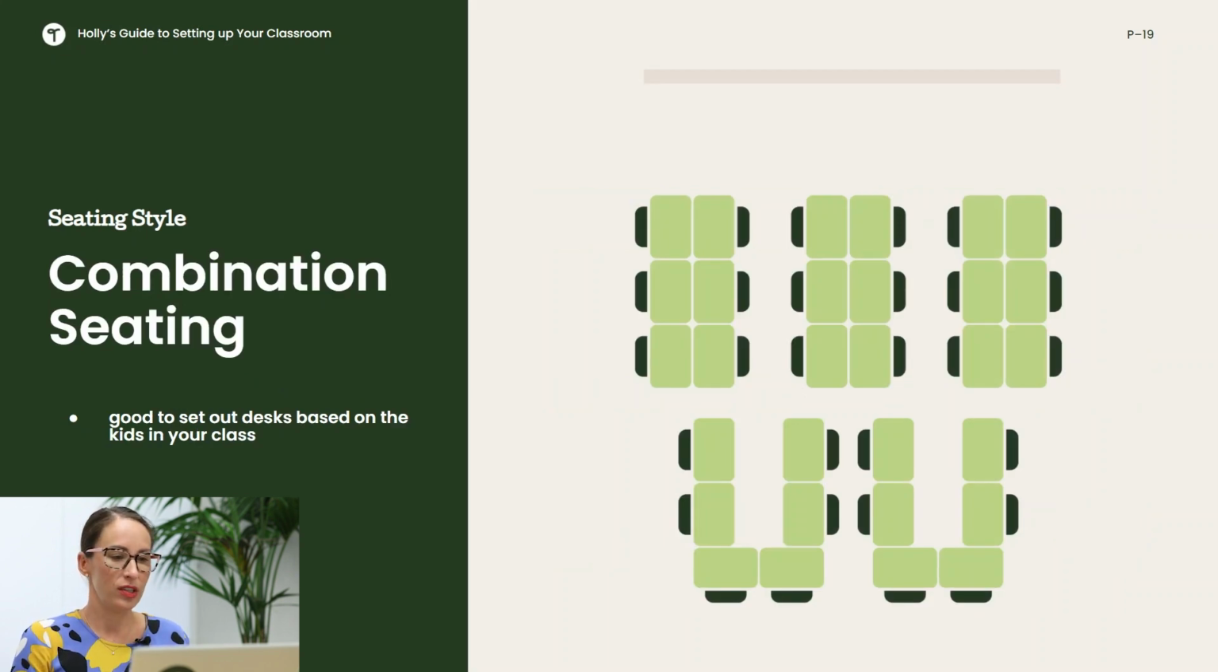And then of course, combination seating. Once you've tried out a few things, you might think, actually, these kids, like using some U shapes for the students who you feel like you're going to have to sit down and support a lot more during independent work. So using a combination of the different seating arrangements might be something that would work for you as well.